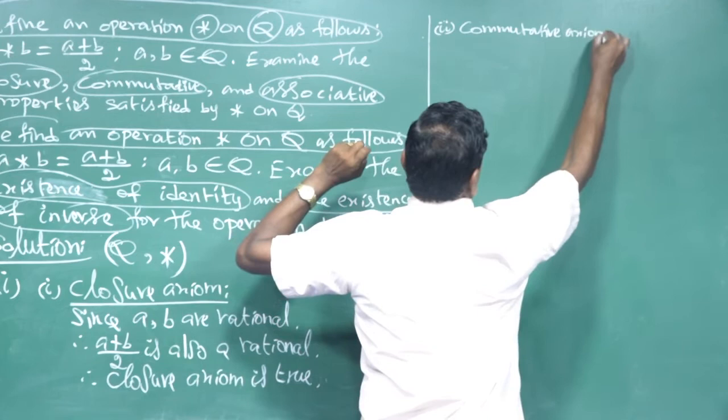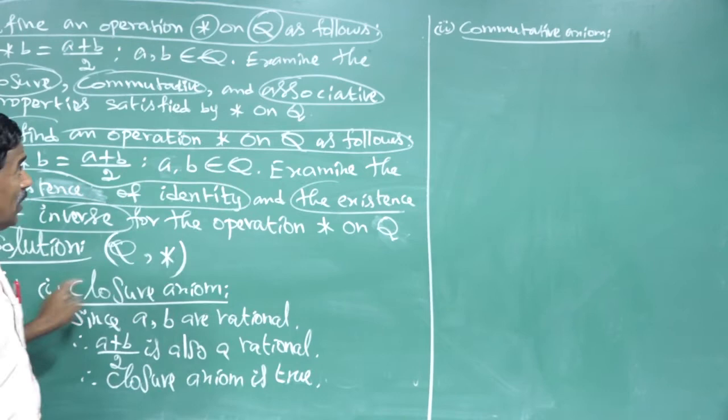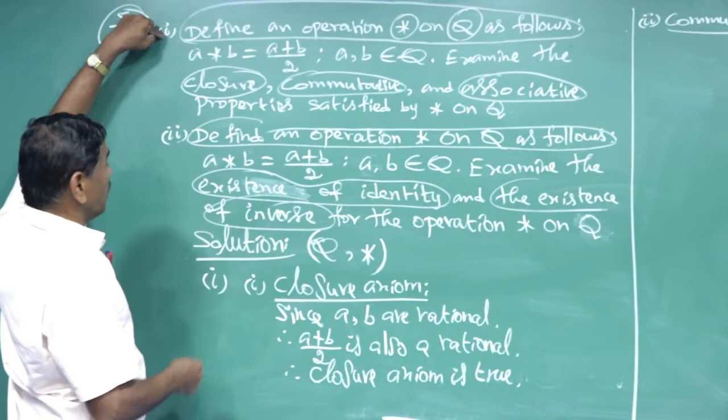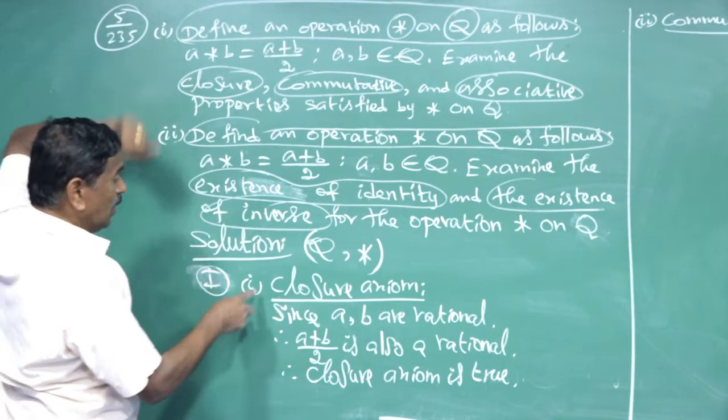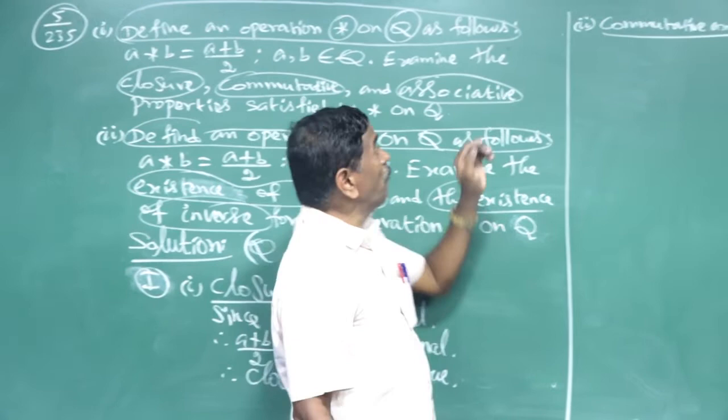Here already it is a closure axiom, subdivision 1, and a commutative axiom, subdivision 2. But in the given question, they also used this symbol. So for our convenience, this is topic 1. Okay, first topic, subdivision 1, subdivision 2, subdivision 3. Now commutative axiom. For commutative axiom, take the given condition as it is.